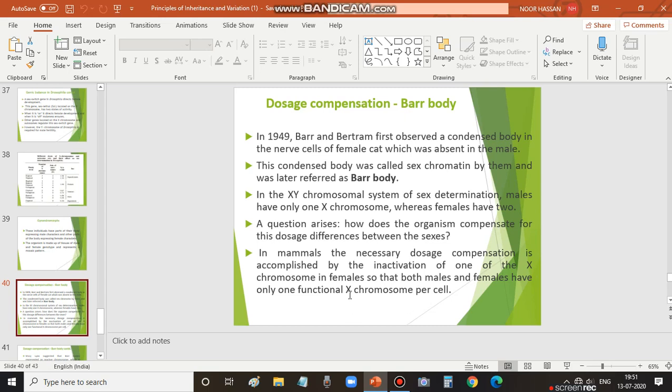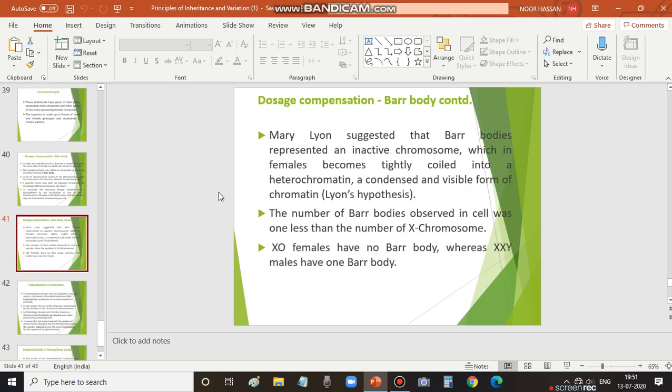And this is about dosage compensation, Barr body. This talks more about the Barr body. We will discuss what it is in the next class.